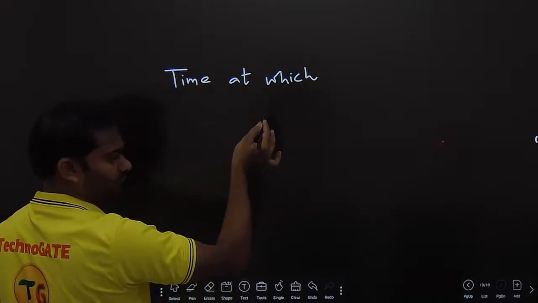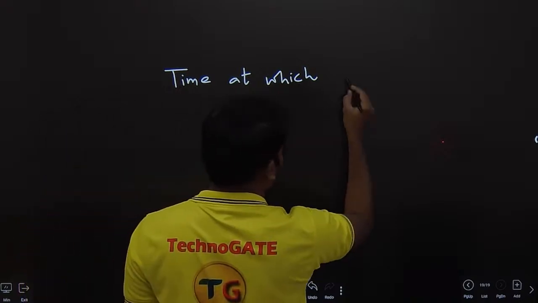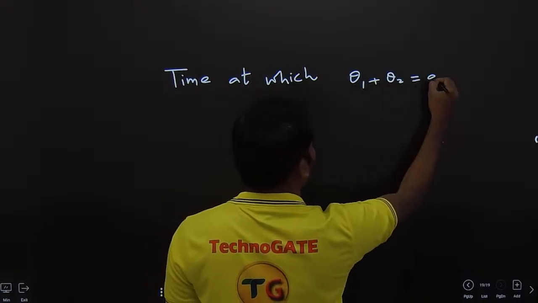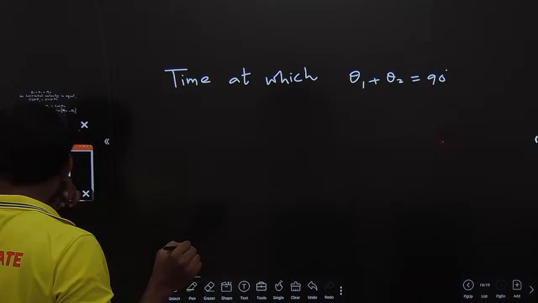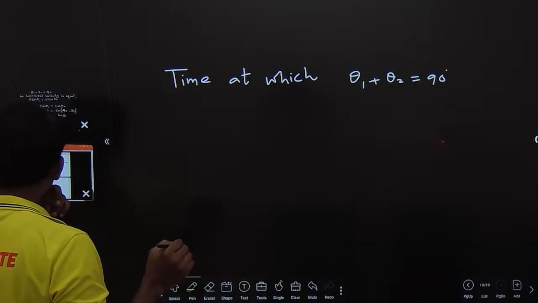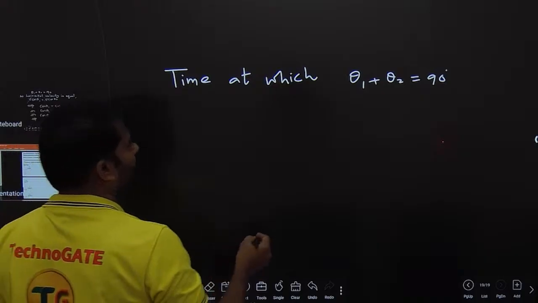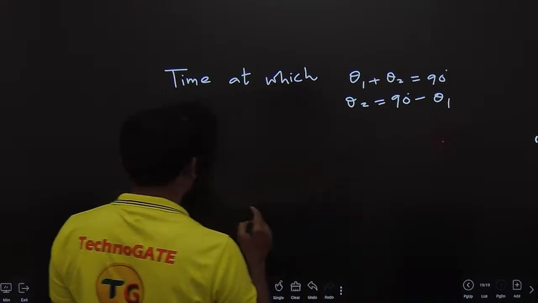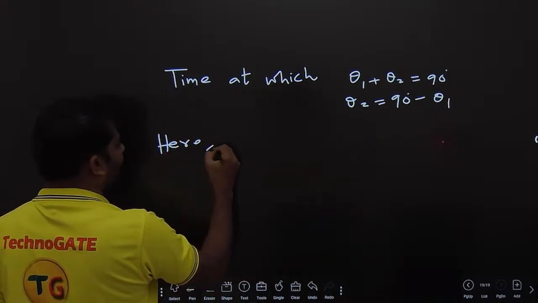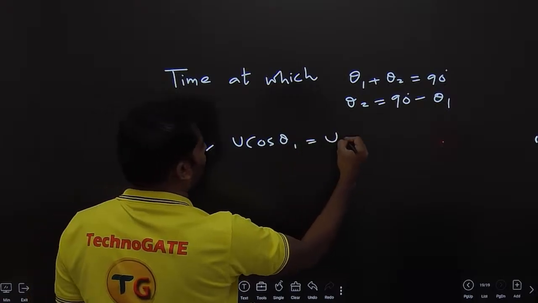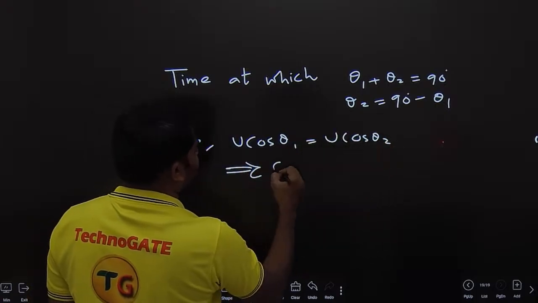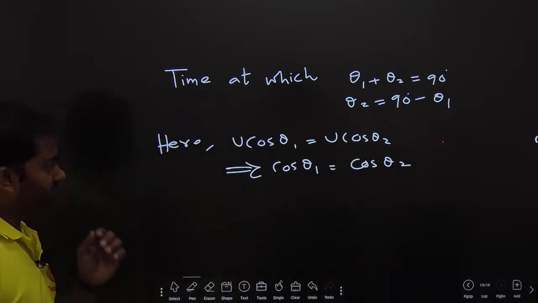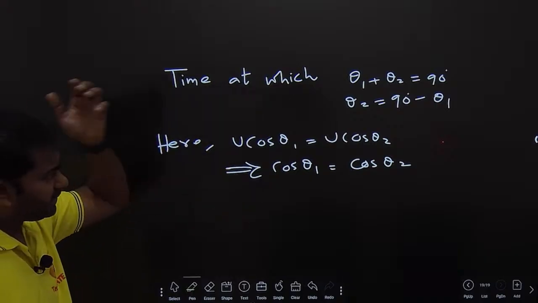The time at which the angle of inclination, so theta 1 plus theta 2 is equal to 90 degrees. The angle of the direction of motion is perpendicular to the initial direction. So the value of theta 2 is equal to 90 degrees minus theta 1. So here we have one condition, u cos theta 1 is equal to u cos theta 2. From this we are getting one condition that cos theta 1 is equal to cos theta 2. Now let us see the velocity at this theta 2.